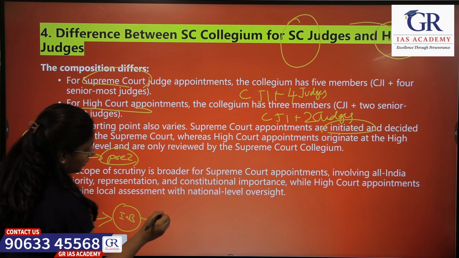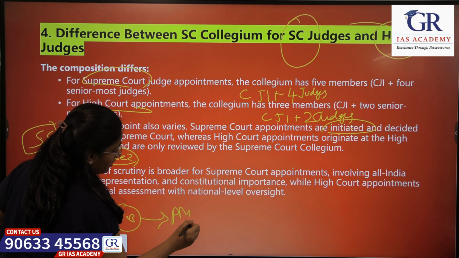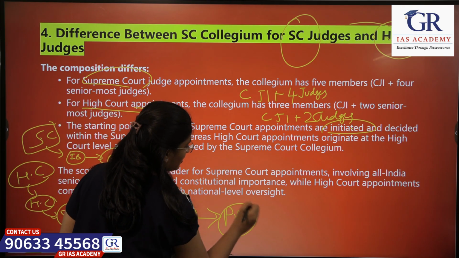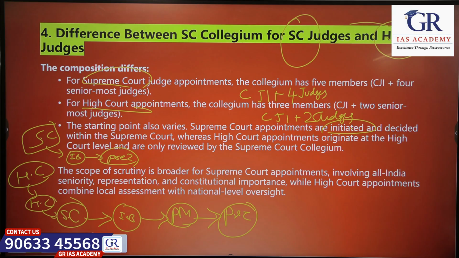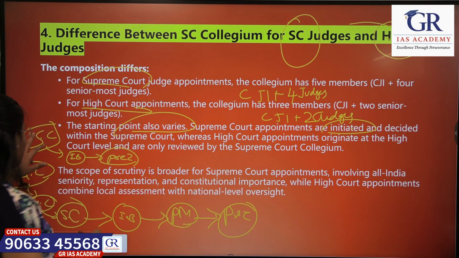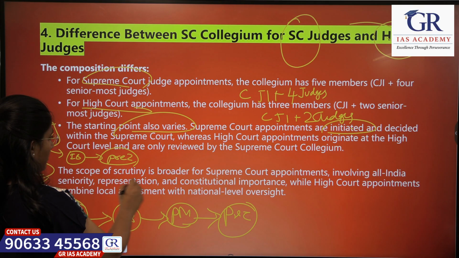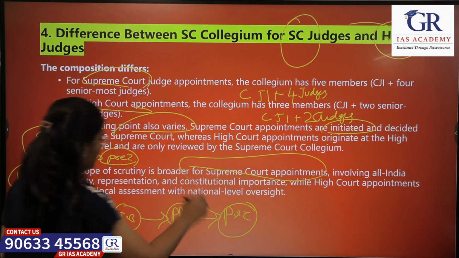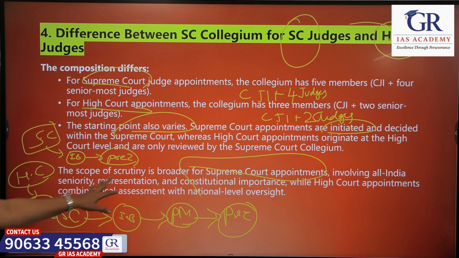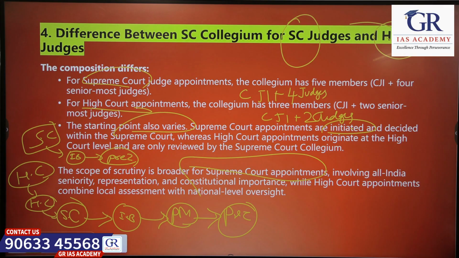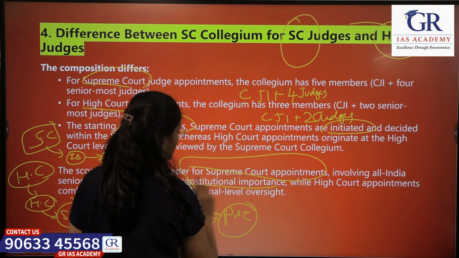Here IB to Prime Minister and then President. So Prime Minister tells President to sign for High Court. So here the starting point varies, Supreme Court, High Court, and then what happens? Scrutiny is broader for Supreme Court appointments because it represents the whole of India and has so much constitutional importance.